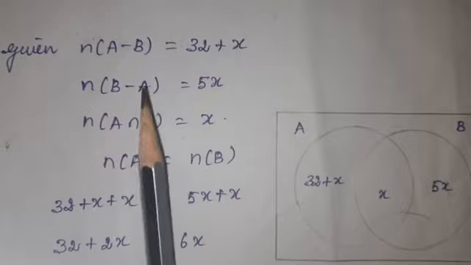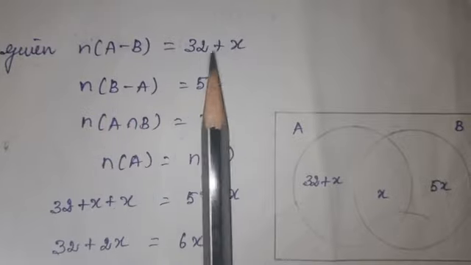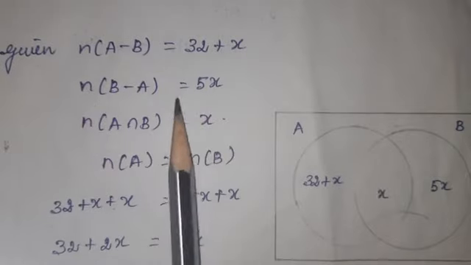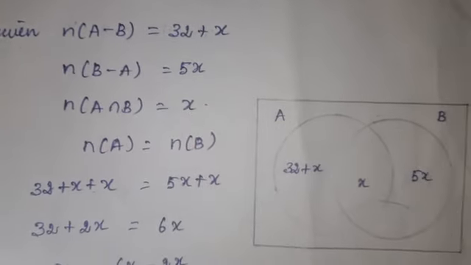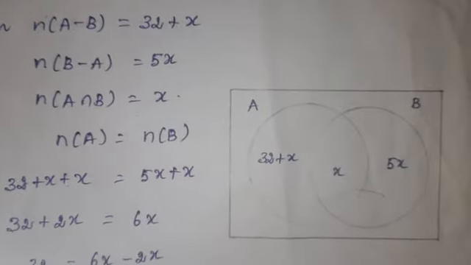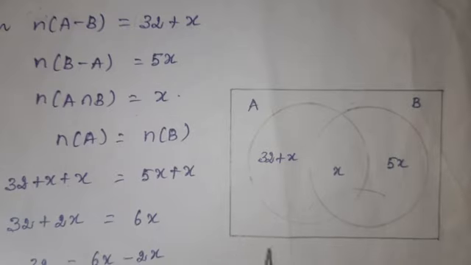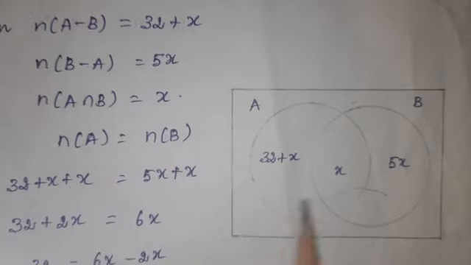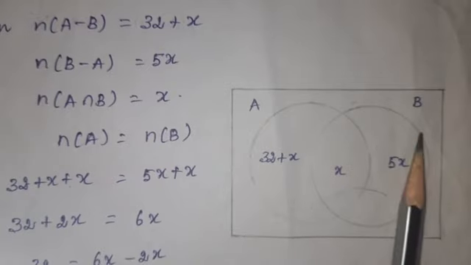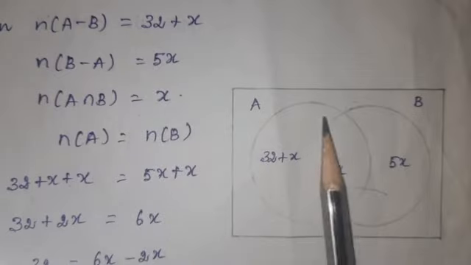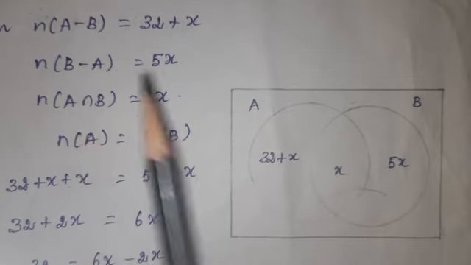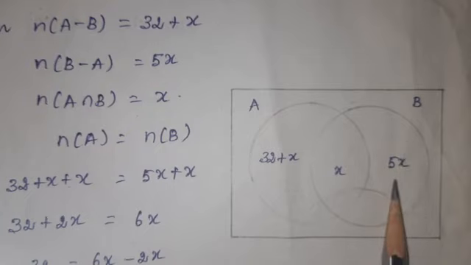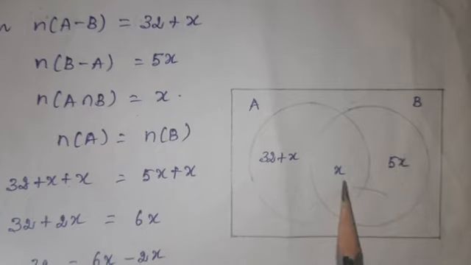Solution. Whatever is given in the question, I have written. n of A difference B is equal to 32 plus x. n of B difference A is equal to 5x. n of A intersection B is equal to x. In the question they use the word illustrate by using a Venn diagram, so you draw the Venn diagram. One box, and in that box two sets, that is two circles, A set and B set. Here A difference B means only this part, so I have written 32 plus x, and it will not include the intersection. Next B difference A means only this part, here I have written 5x. For both, as you know already, it is x.